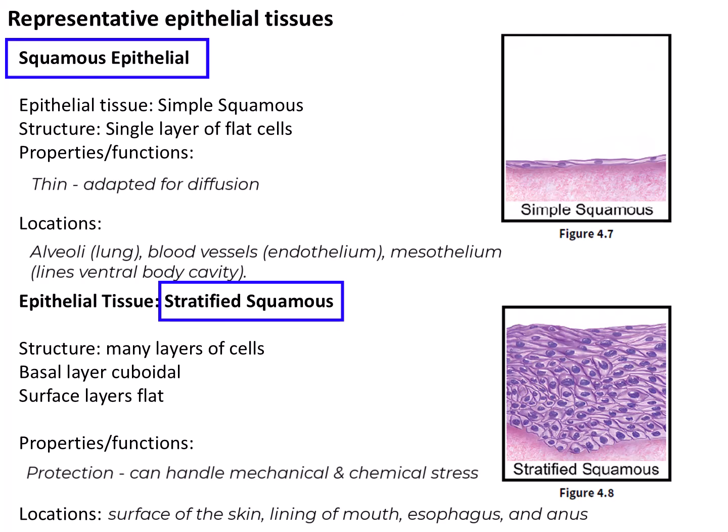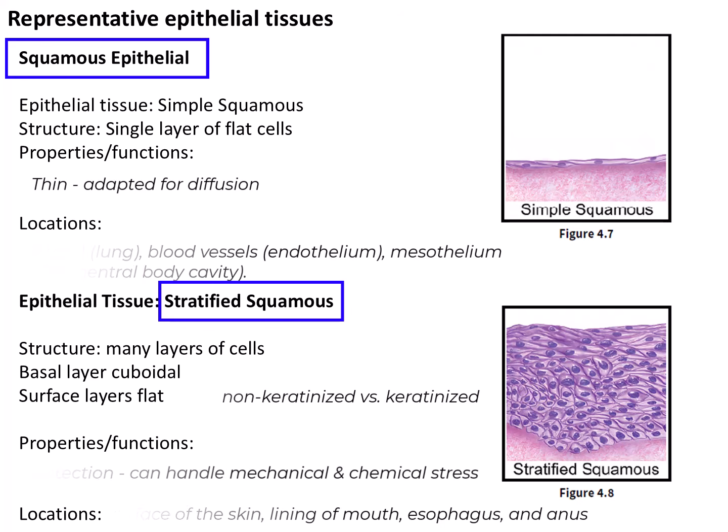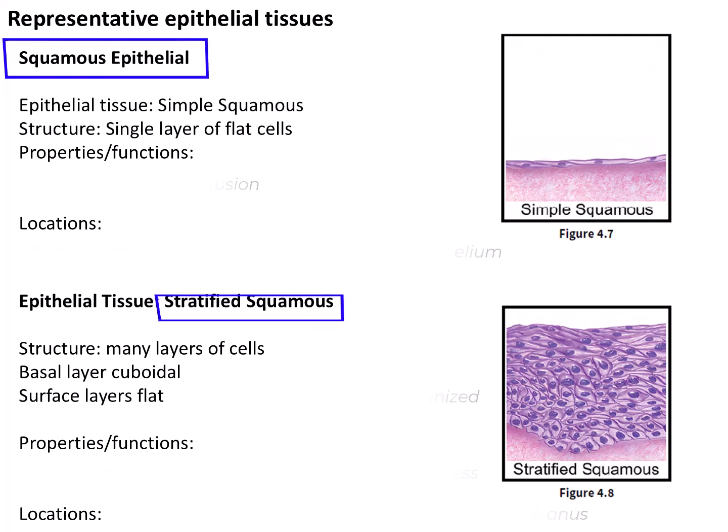There are two types of stratified squamous epithelium, keratinized and non-keratinized. Keratinized is a dry epithelium. Keratin is an intermediate filament that is found within the cells, and it makes them very durable. The skin that covers your body is keratinized epithelium. Non-keratinized epithelium is a moist epithelium, and it will dry out quickly if not kept moist. This is the type of epithelium that lines the mouth, the esophagus, and the anus.